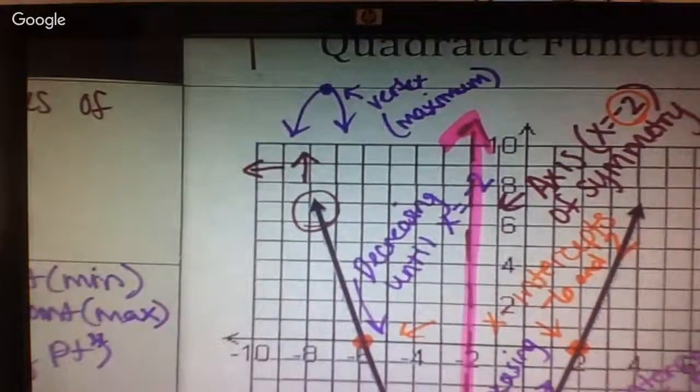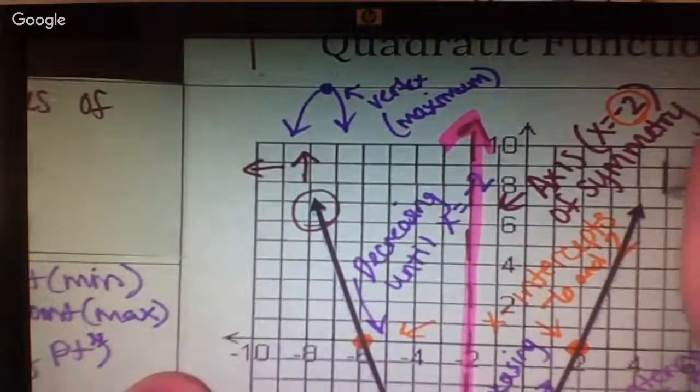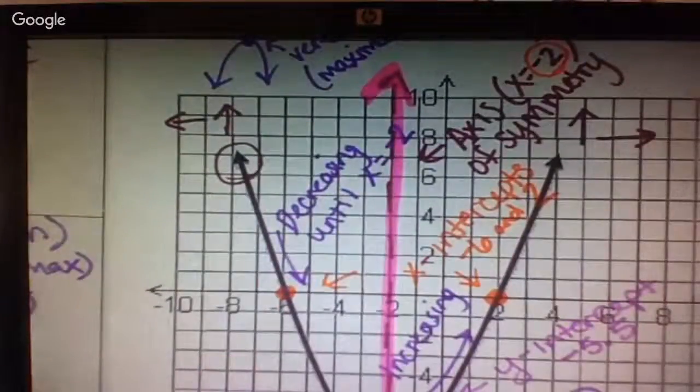What's the right side doing? Going up and to the right and never stopping. So, in other words, my graph's going to continue to go to the left, and it's going to continue going to the right. Well, if I'm going to continue going to the left, what am I heading towards? Negative infinity. It is never, ever stopping.